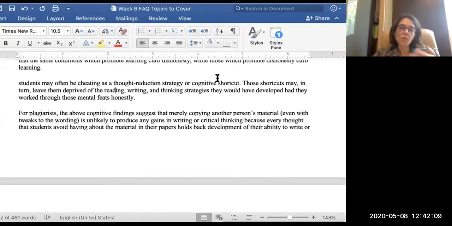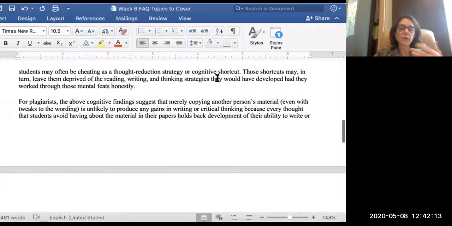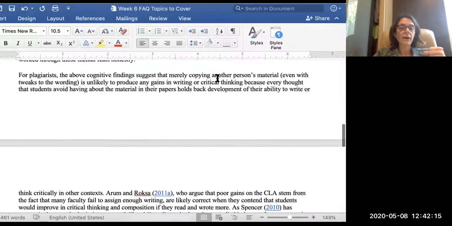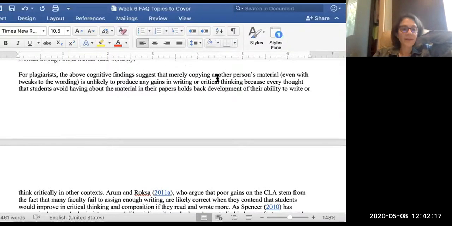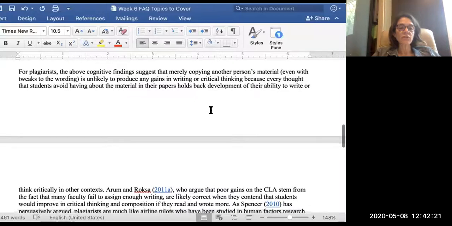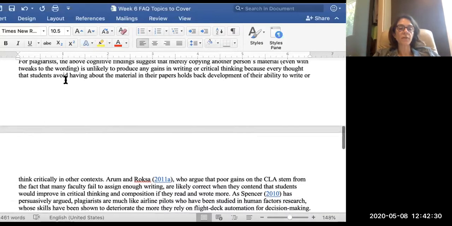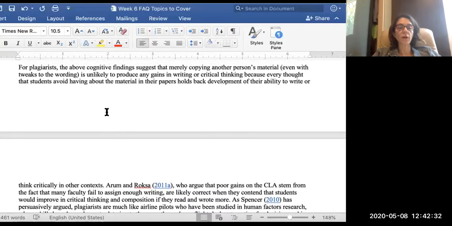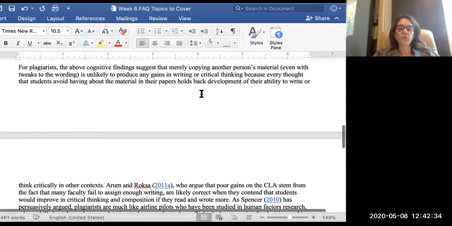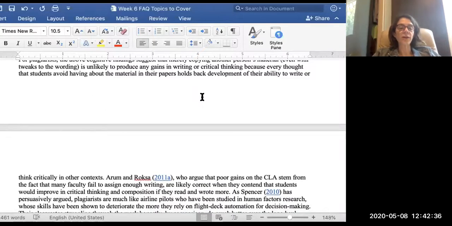And again, you don't have to struggle through on your own. I am here, the Writing Center is here, and you can ask me questions. You can come to office hours. We can struggle through it together. Finally, and I have to be getting off, and I thank all of you for being here, but for plagiarists, I want to just point this last thing out. Merely copying another person's material, even with tweaks to the wording, meaning paraphrasing, or uncrediting it, is unlikely to produce any gains in writing or critical thinking.